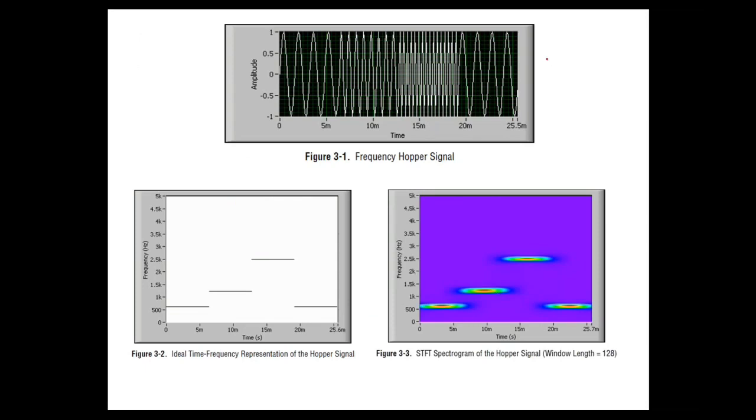Similarly, if you have this Hopper signal, this is the ideal condition, and in the ideal condition there is no overlap between the signal components. However, in practicality, when we use a window length of 128, we would get some overlap region. This is due to the frequency spreading. Okay.